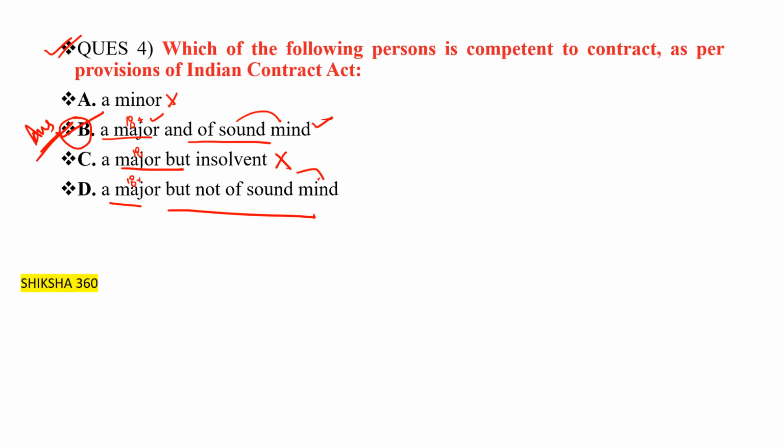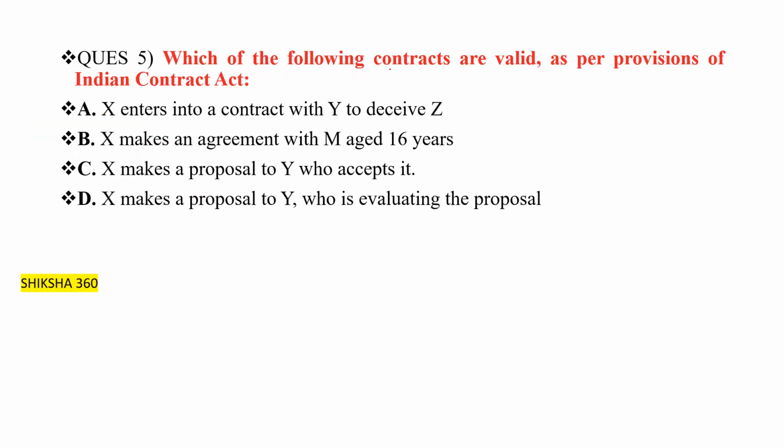Now move to the next question, question number 5. Which of the following contracts are valid as per the provisions of the Indian Contract Act? First, X enters into a contract with Y to deceive Z. Second, X makes an agreement with M, aged 16 years. This is totally wrong, because M is a minor.